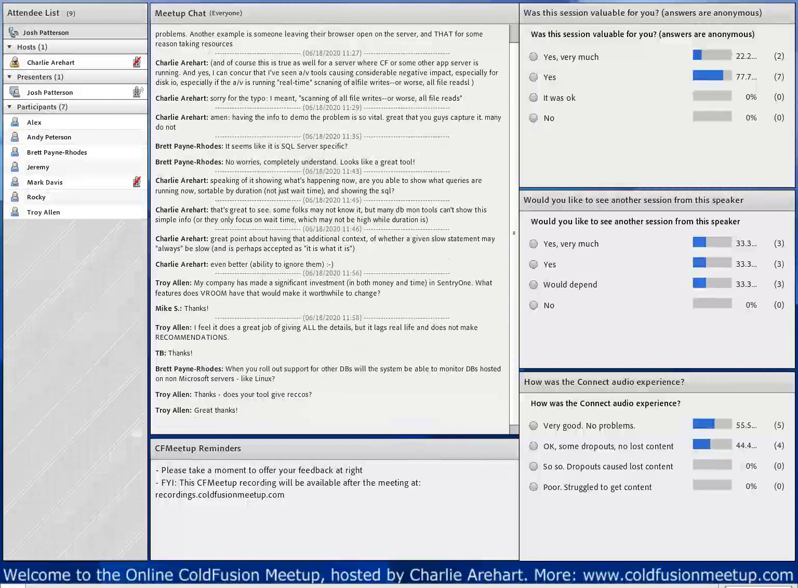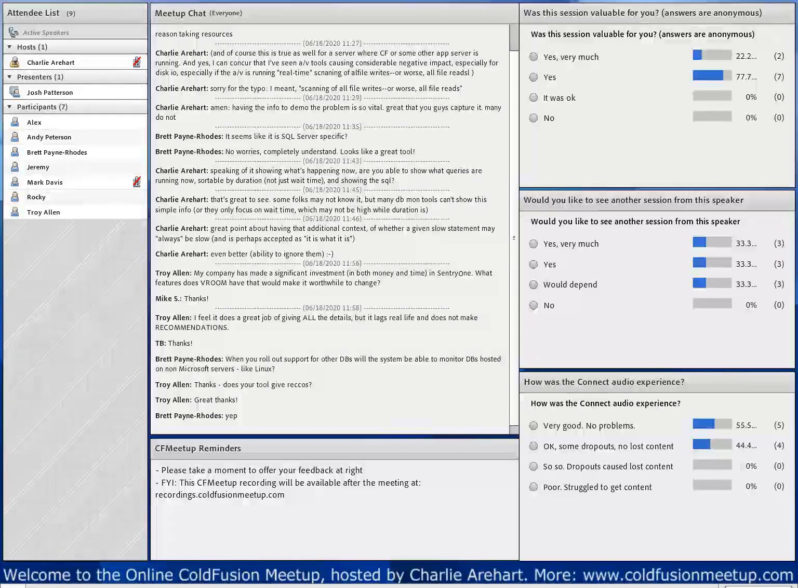Brett, you were asking about support for other DBs and non-Microsoft servers. So yes, Linux is... we actually have to support MySQL. It's just asked so frequently. So we're going with MySQL, and if you're running MySQL, they're probably running it on Linux. So Linux and MySQL are top of the list, and we are also working on SQL Server on Linux. So yes, Linux is on the short-term roadmap.